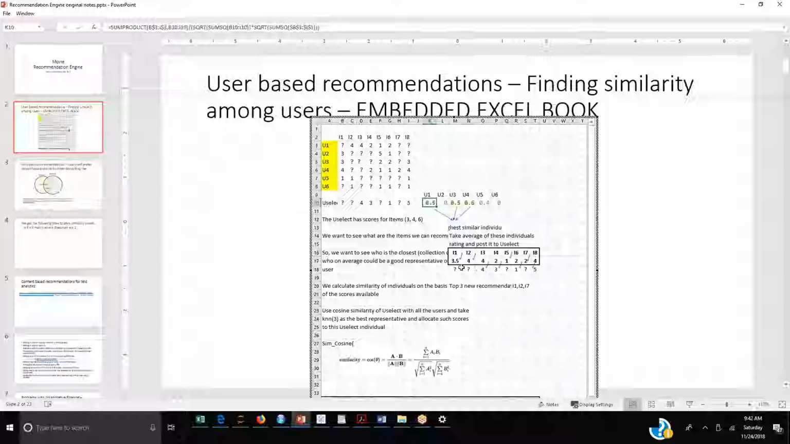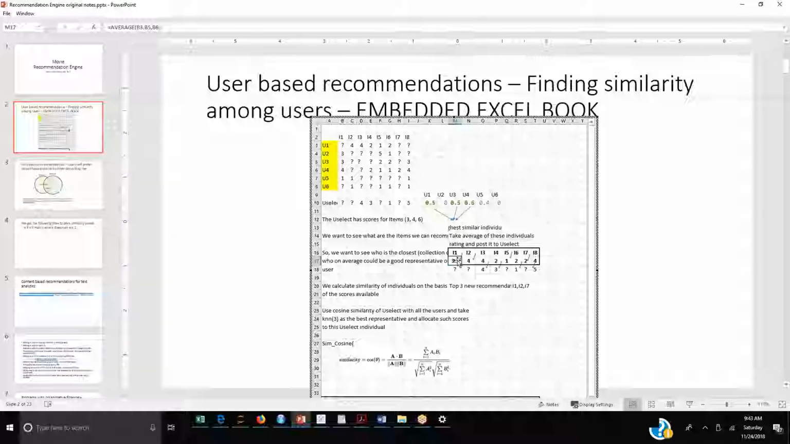Okay. So what are the three scores I get for I1? U1 is 3, U3 is 3, U4 is 4. So the average of the two values is 3.5. That is what this one is.